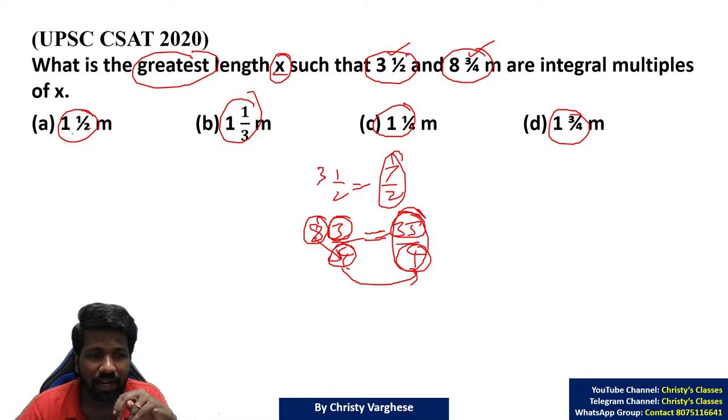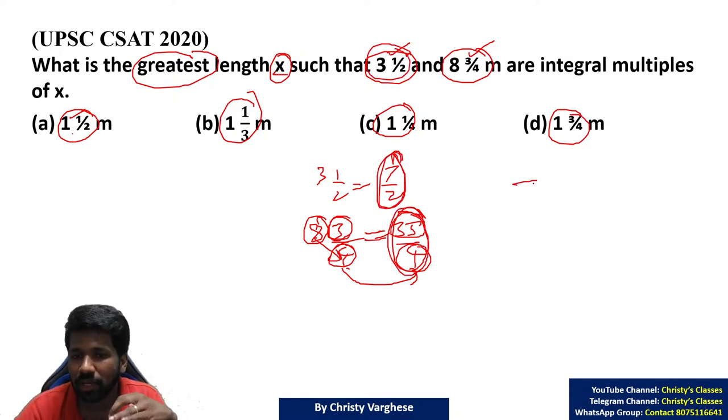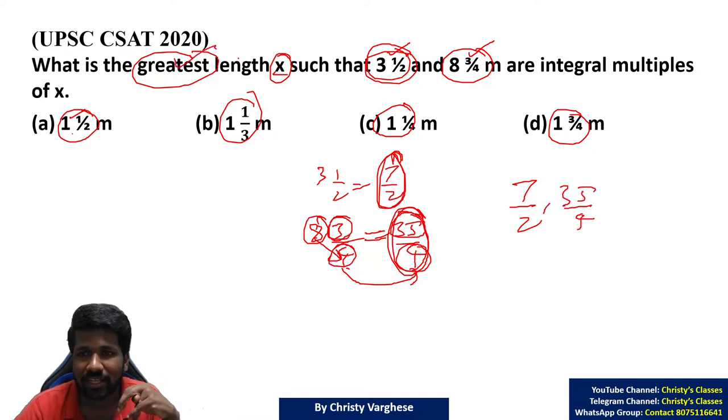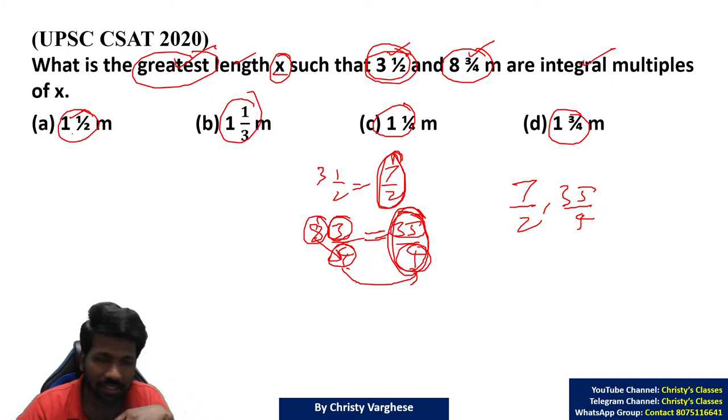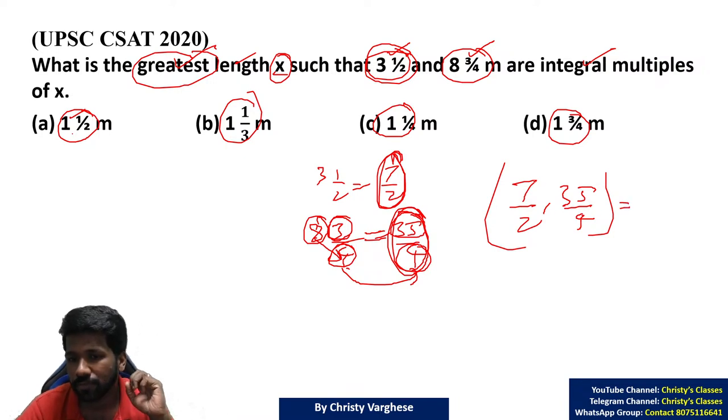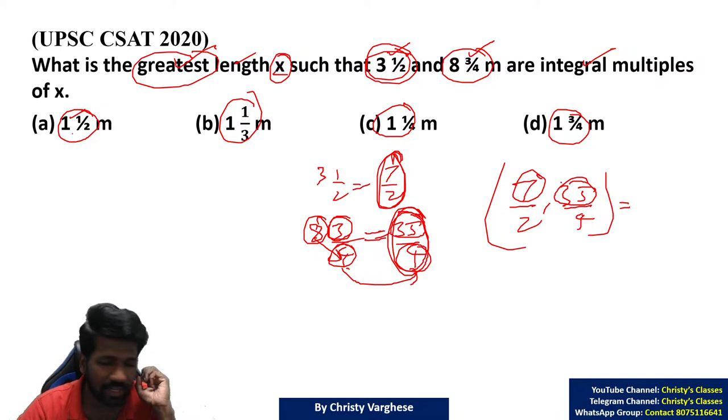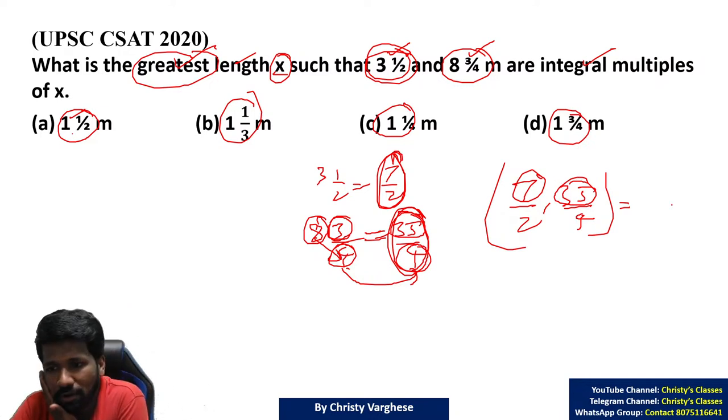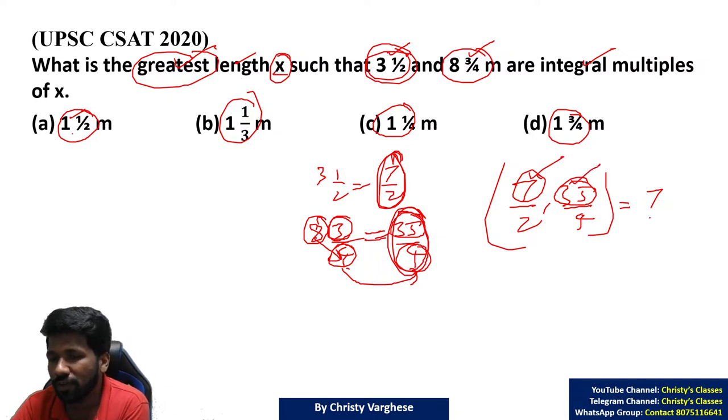Here also, 1.5, if you want, you can do it with the options and check their multiples. Otherwise, with the direct method, you have to find the highest common factor of 7/2 and 35/4, because we need the greatest length that is an integral multiple of x. So find the highest common factor. For 7 and 35, the highest common factor is 7 itself, because 7 is a factor of 7 and 7 is a factor of 35 also.